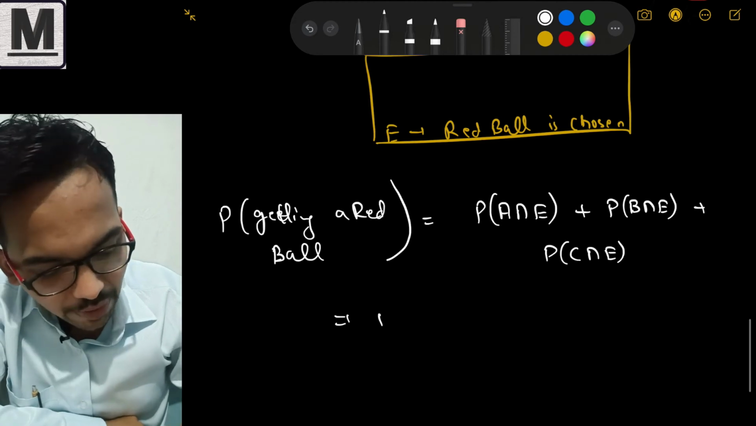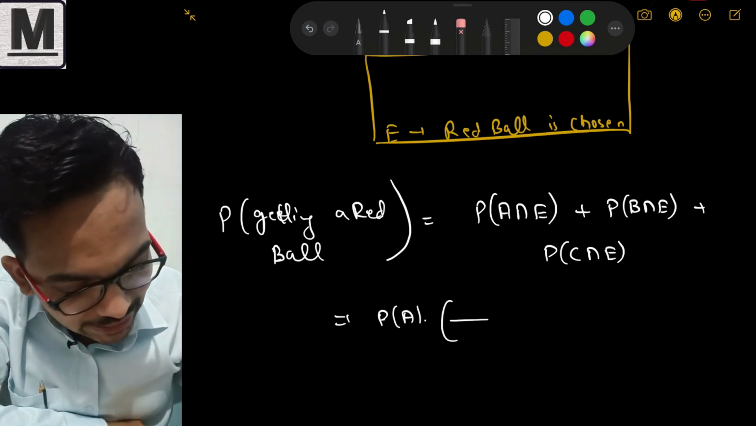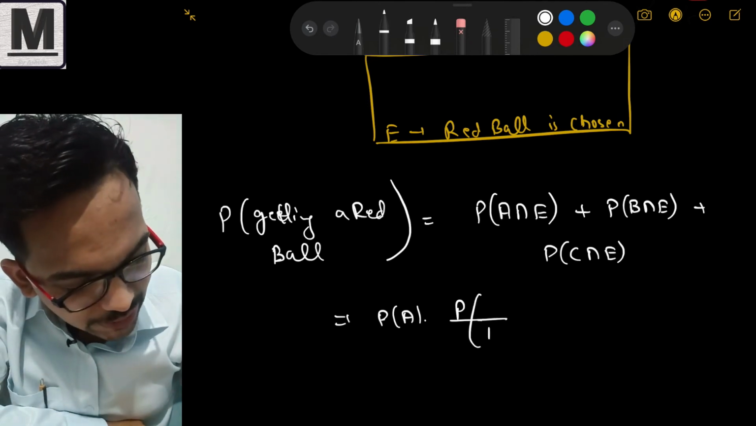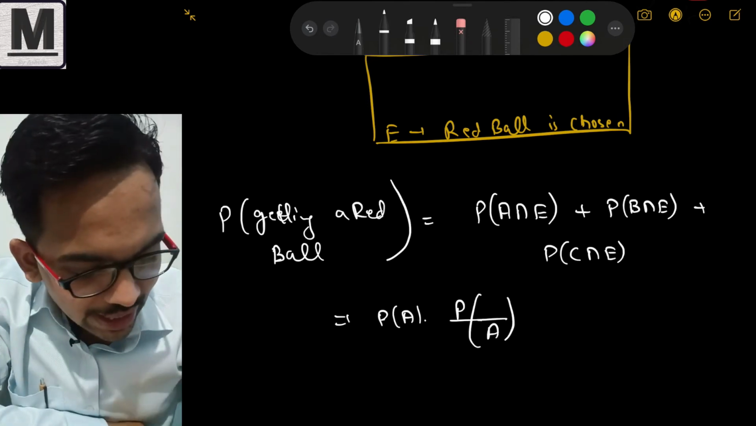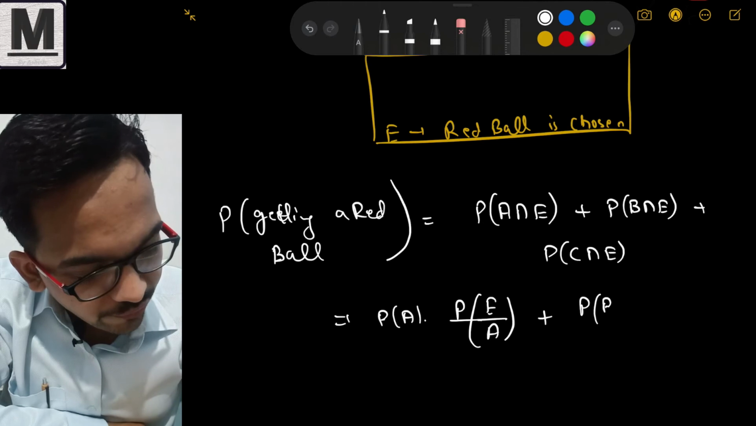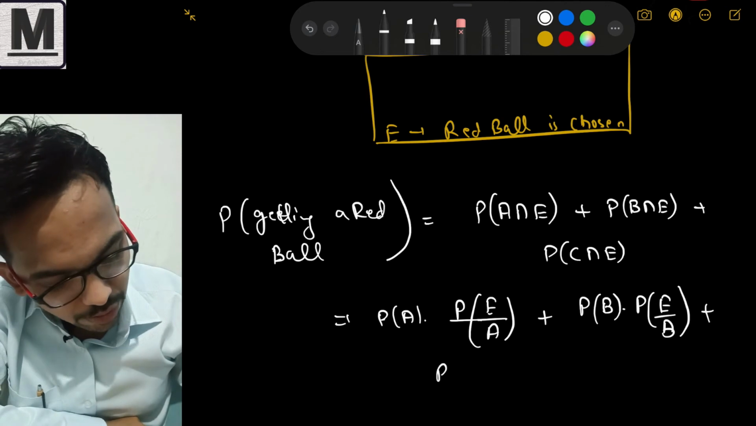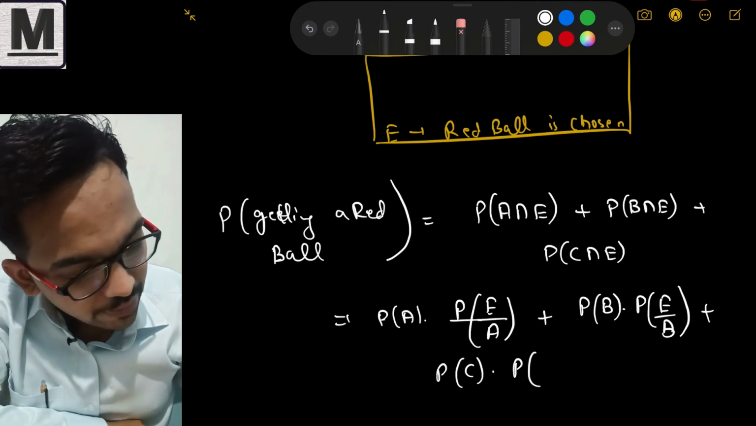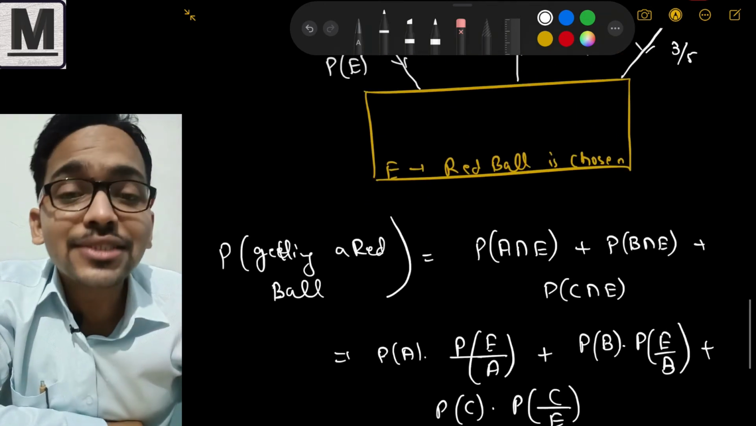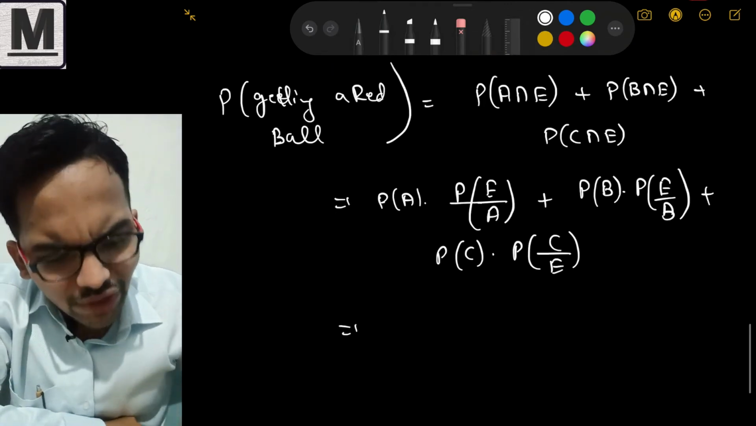So you can write it as probability of A, that you have chosen bag A, and since bag A has been chosen, a red ball has been lifted, times probability of E given A, or probability of B times probability of E given B, or probability of C times probability of E given C. This is quite simple, guys. This is known as the total probability theorem. Okay, this is the total probability theorem. So let's see what this gives.